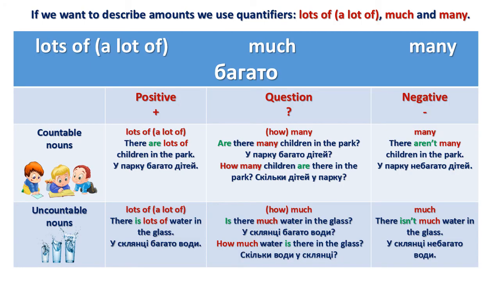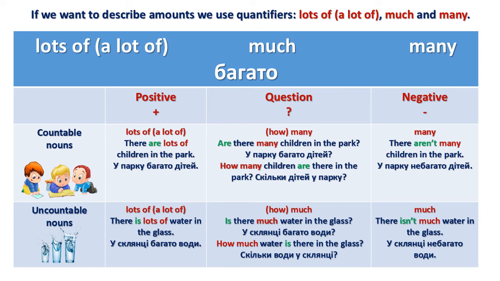If we want to describe amounts, we use quantifiers lots of or a lot of, much and many. We use lots of with countable and uncountable nouns, usually in positive sentences. For example, there are lots of children in the park. There is lots of water in the glass.